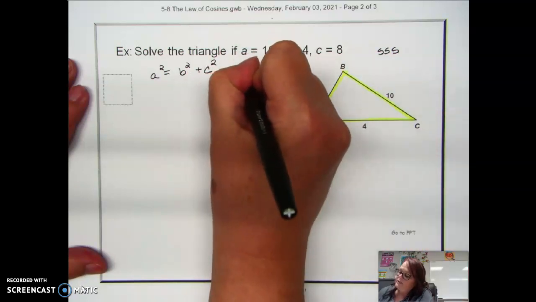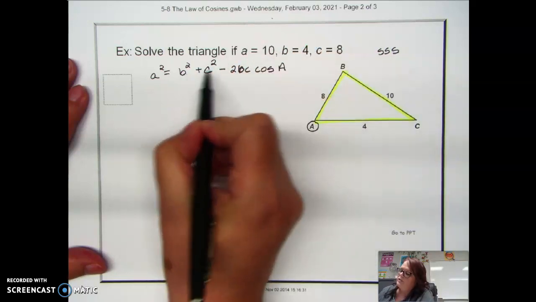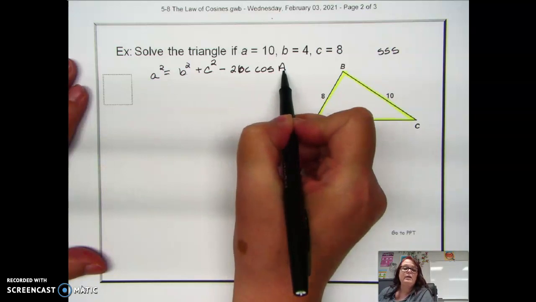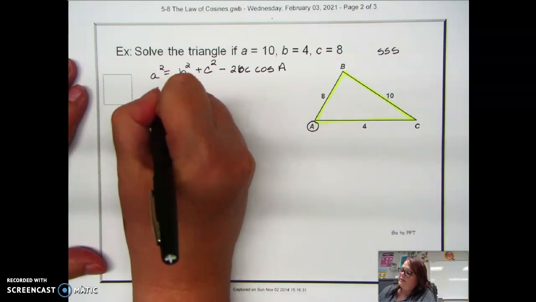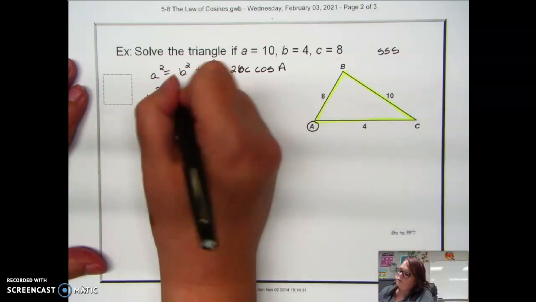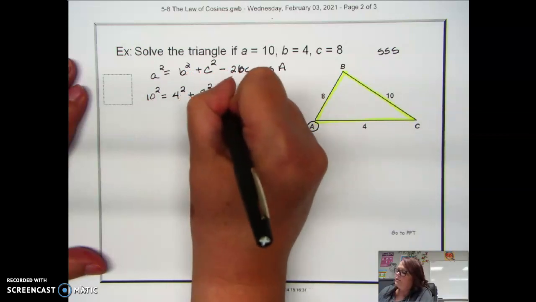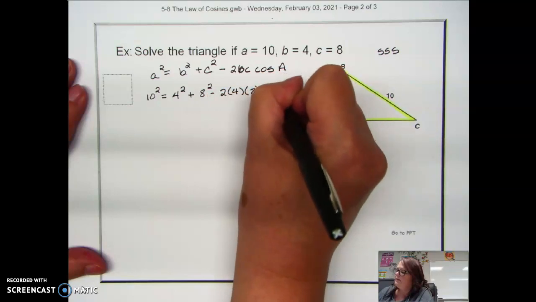So that's going to be minus 2bc cosine of a. So again, these two repeat here, and then this little a goes with this cosine of a. So let's substitute everything we know. So we've got 10 squared is equal to, and we get 4 squared plus 8 squared minus 2 times 4 times 8 times the cosine of a.